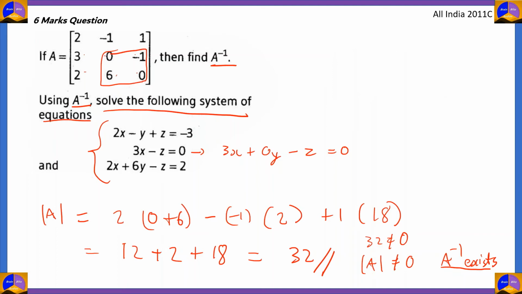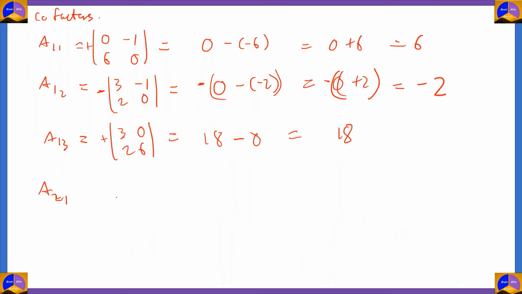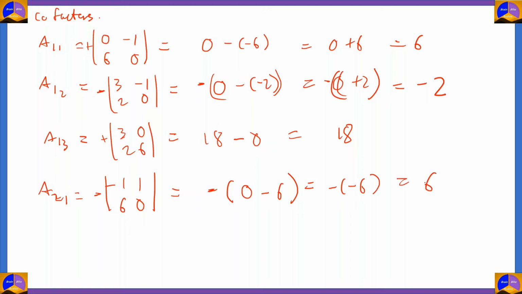A21. So second row and first column are discarded. So we get minus 1, plus 1, 6, and 0. Minus 1, 1, 6, 0. And it is also negative because odd. So minus of minus 1 into 0 is 0, minus 6. So that is minus of minus 6, which is equal to 6. A22.